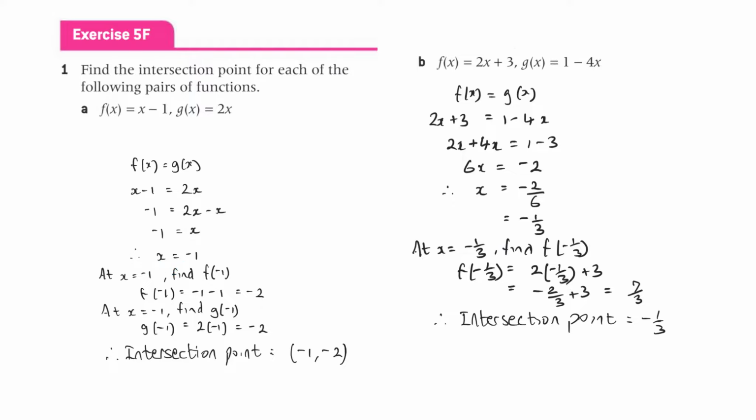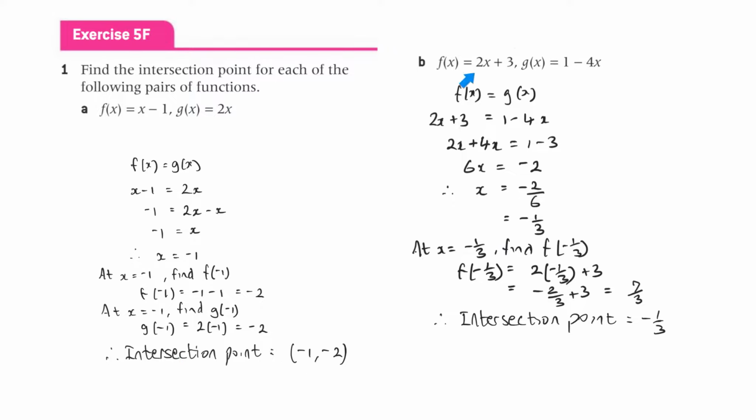We then put that into either function. I've put them into both to show you we get the same answer. We put minus 1 into this function here, and we get minus 2. We put minus 1 into this function here, and we get minus 2. Therefore, the intersection point is minus 1, minus 2.